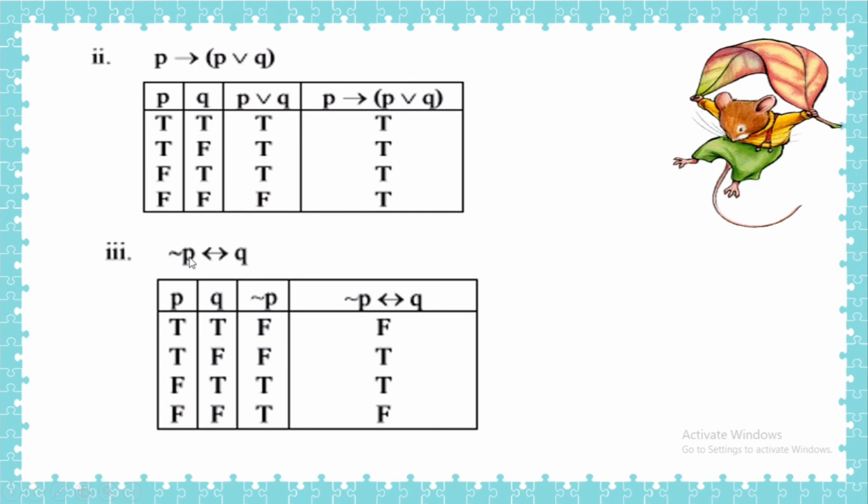Solution 3. ~P, ~P ↔ Q. P, Q, ~P. True, true, false. True, false, false. False, true, true. False, false, true. ~P ↔ Q is false, true, true, false.